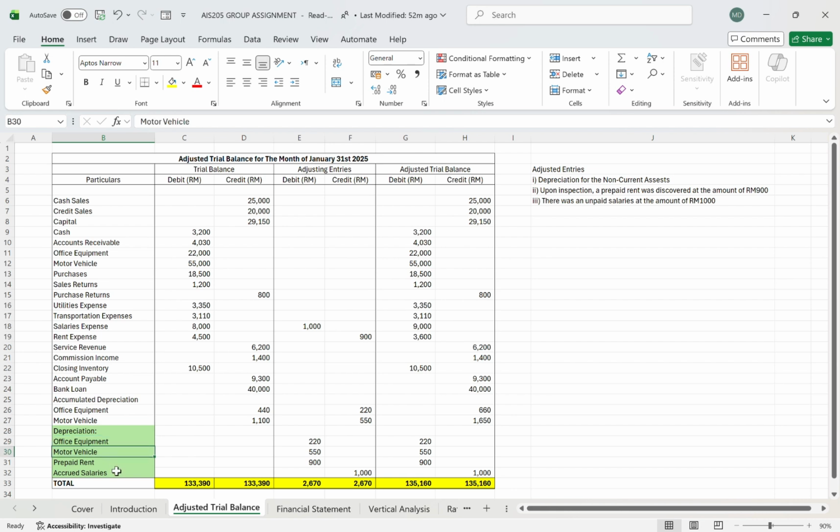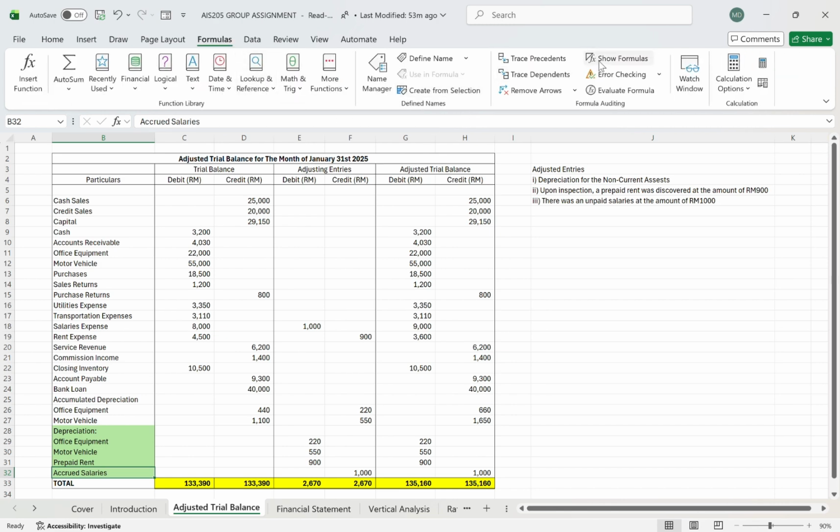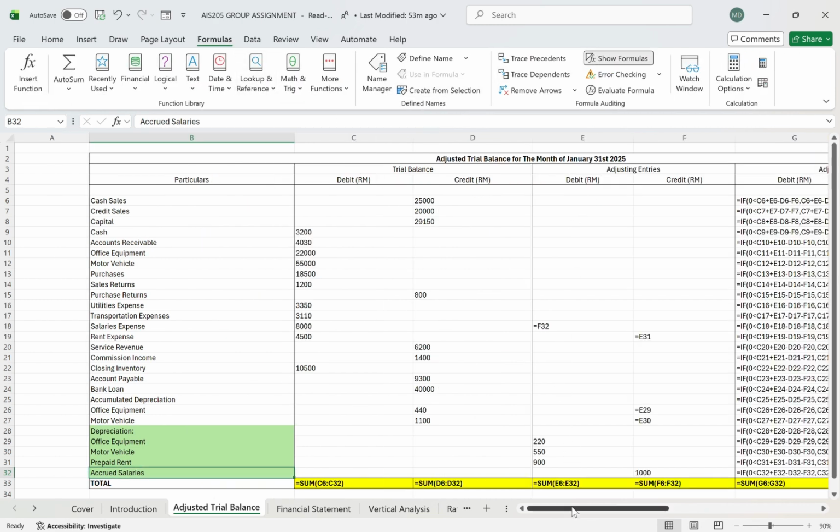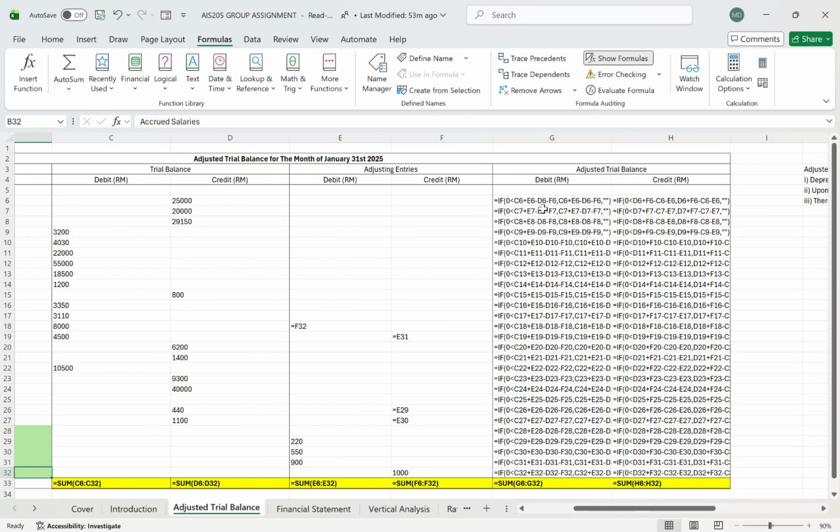For our adjusted trial balance, to show the value, we use the formula IF. If the sum of the debit column minus the sum of the credit column is greater than 0, then the cell will show the sum of the value. Same goes to the credit column. If the sum of the credit column minus the sum of the debit column is greater than 0, the cell will show the sum of the value. To calculate the total for each column, we use the formula sum.